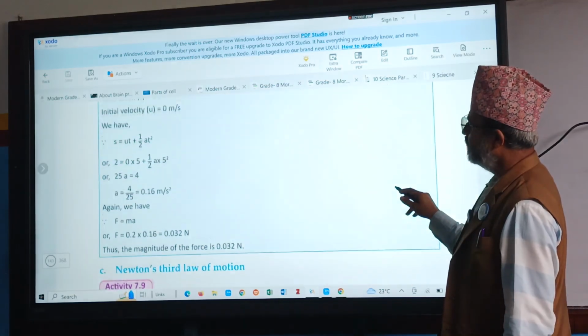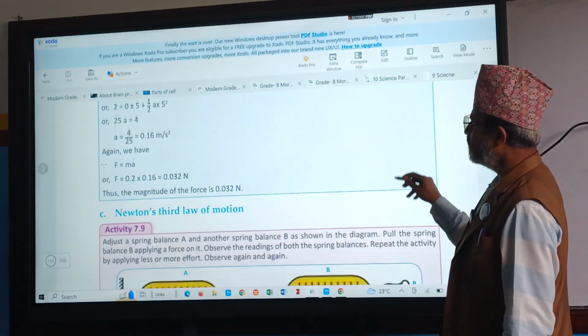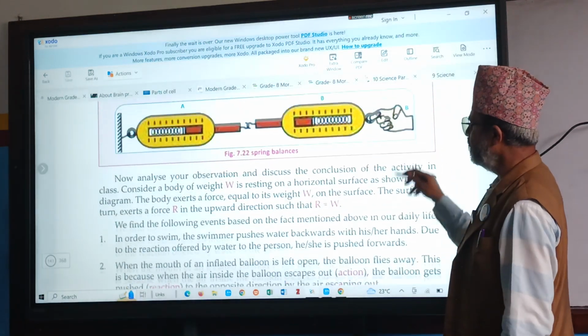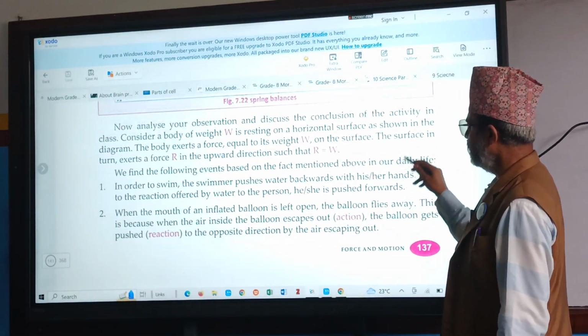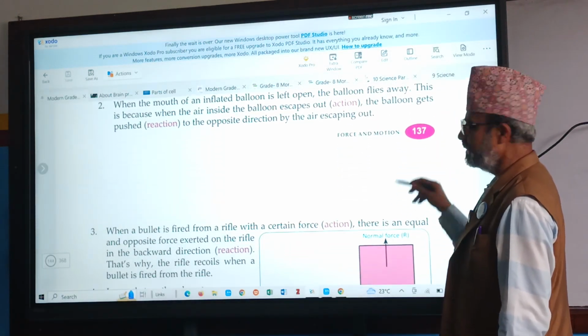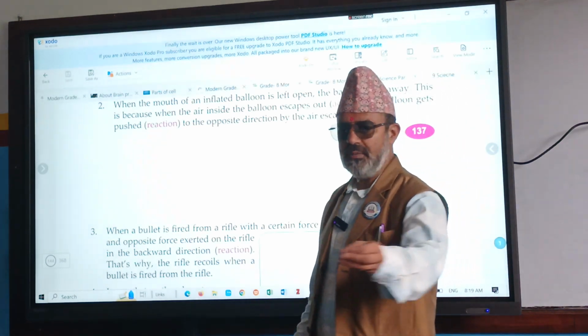And third is, what does Newton's third law of motion state? It is the easiest one. To every action, there is an equal and opposite reaction. So, the best example is there.